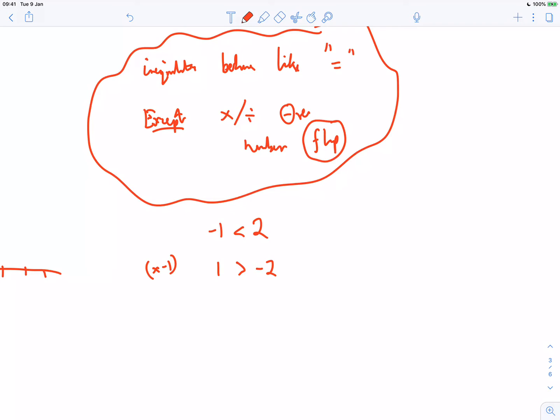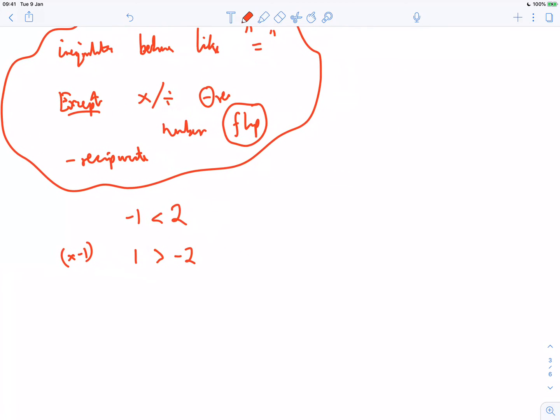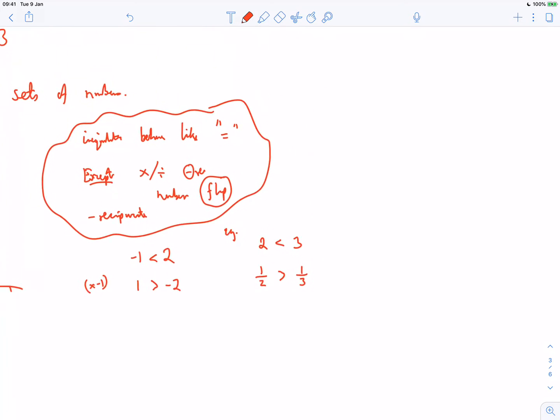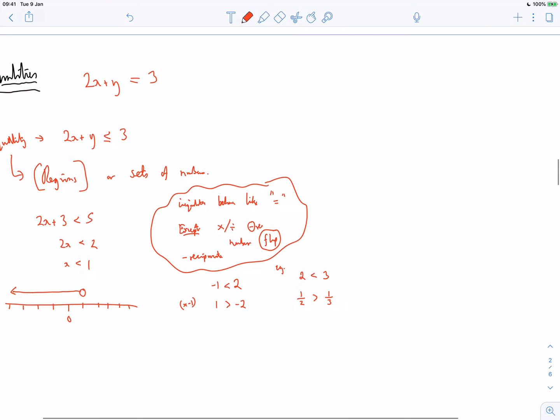But also another thing that happens is when we reciprocate. So here's an example of what I mean. Well, 2 is less than 3. I hope you agree. But if we take the reciprocal of both sides, I've got 1/2 on the left-hand side and 1/3 on the right-hand side, well, clearly 1/2 is bigger than 1/3. Now, there's various other things you need to be careful of, like dealing with algebraic fractions, but we'll come to them in due course.